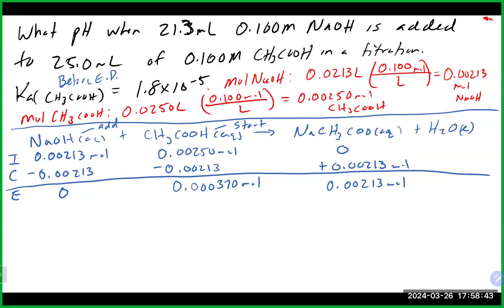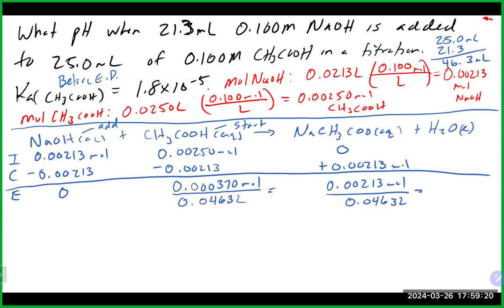Once again, at this point, what we're going to do is figure out our total volume, so we can convert these back to molarity, which is a really good idea. At this point, we started with 25. We added in there 21.3, and that's going to give us 46.3 milliliters as our total volume. Remember, that does need to be converted back to liters as well. 0.0463 liters. We're going to divide everybody by here.